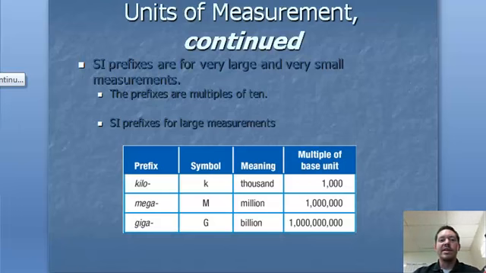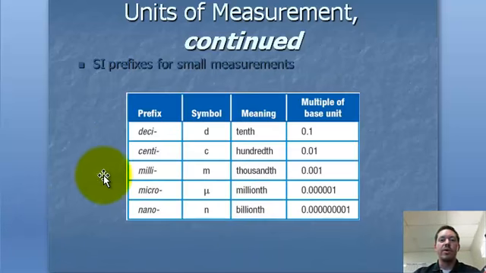Alright, on this next slide, SI prefixes for very large and very small measurements. These prefixes are multiples of 10, and these ones that are listed here are for larger measurements. So we use kilo, which is 1,000, mega, million, and giga is a billion. Some for smaller measurements. We've got deci, which is 1/10, centi, which is a hundredth, milli is a thousandth, micro is a millionth, nano is a billionth.